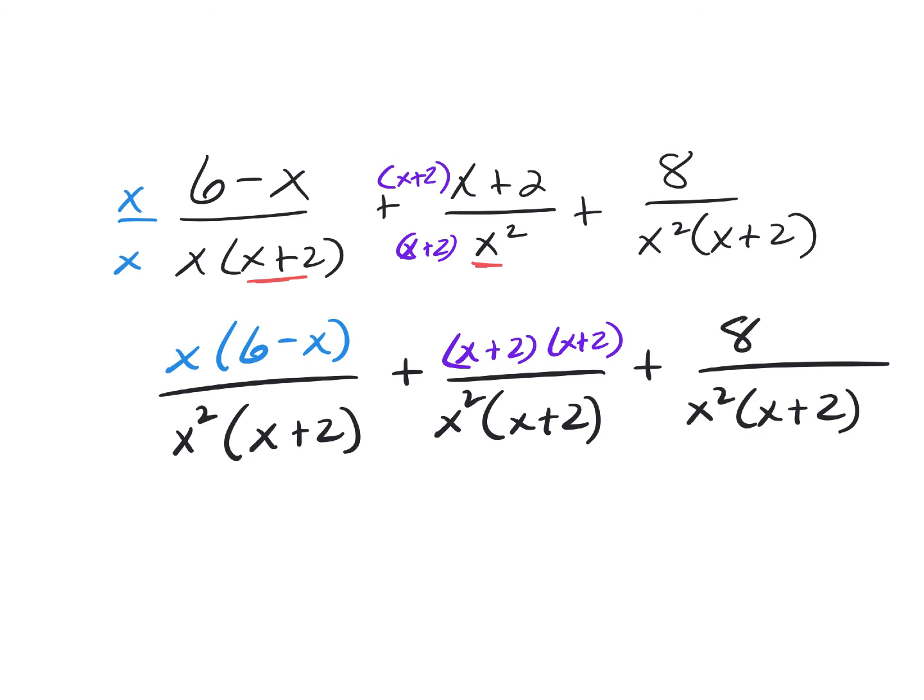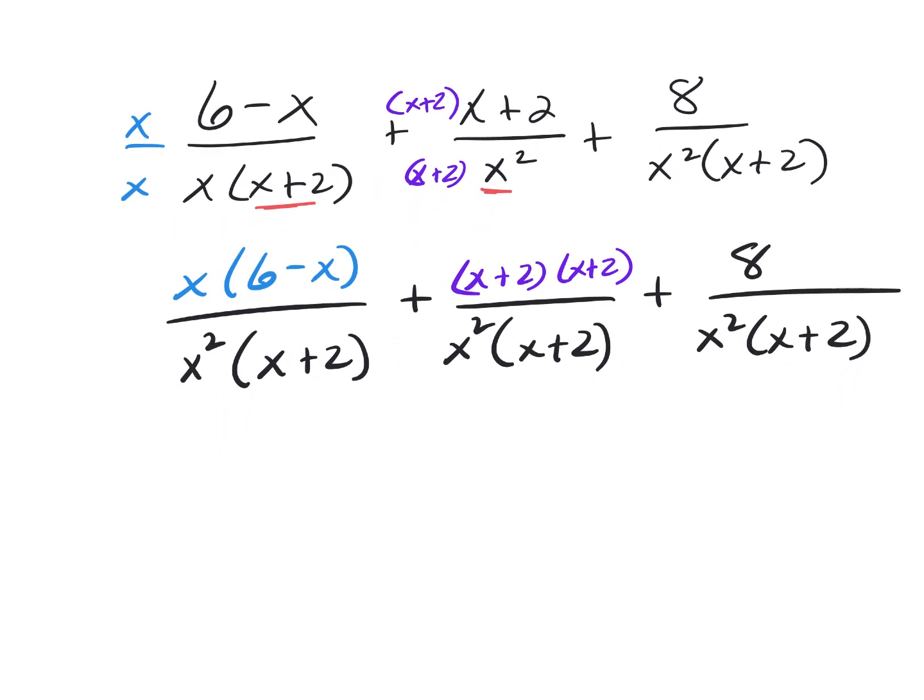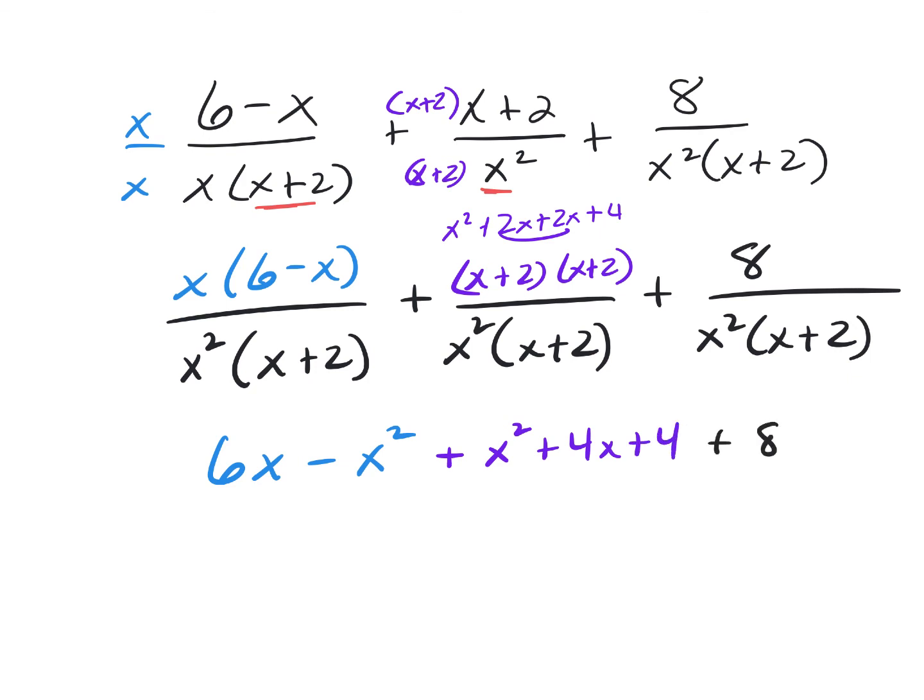Now, we need to distribute the blue and FOIL the purple, and then combine like terms. So the blue becomes 6x minus x squared. The purple, after I FOIL that, is going to become x squared plus 2x plus 2x plus 4. When I add those, I'll get 4x in the middle. So the purple becomes x squared plus 4x plus 4, and then the last fraction has the plus 8. Now it has the common denominator in the bottom.